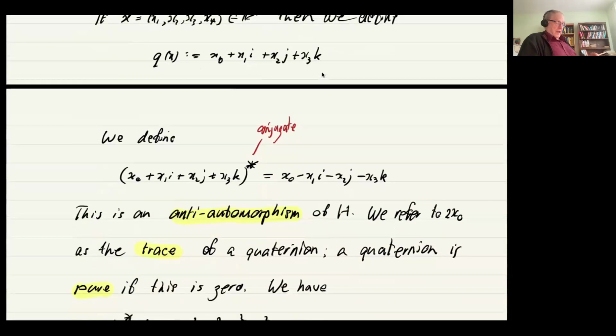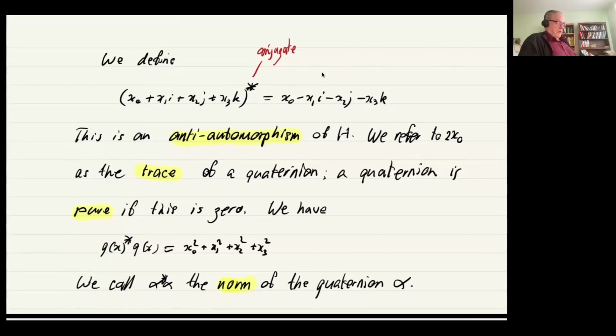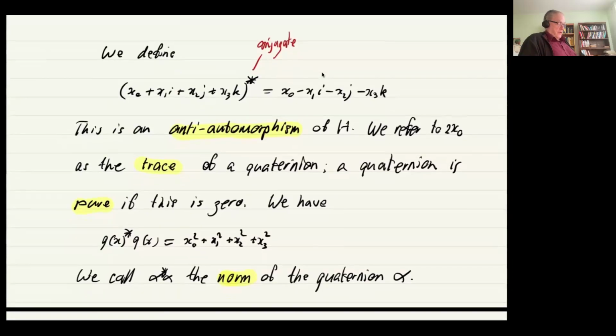Okay, so we have this conjugate map, which is an anti-automorphism of H, so it reverses the order of multiplication. Now, a couple of terms: the trace of a quaternion is twice the value of x0, and we say that the quaternion is pure if the trace is 0, so the x0 term goes away. And if you check, you'll find that q star q is equal to x0 squared plus x1 squared and so on.